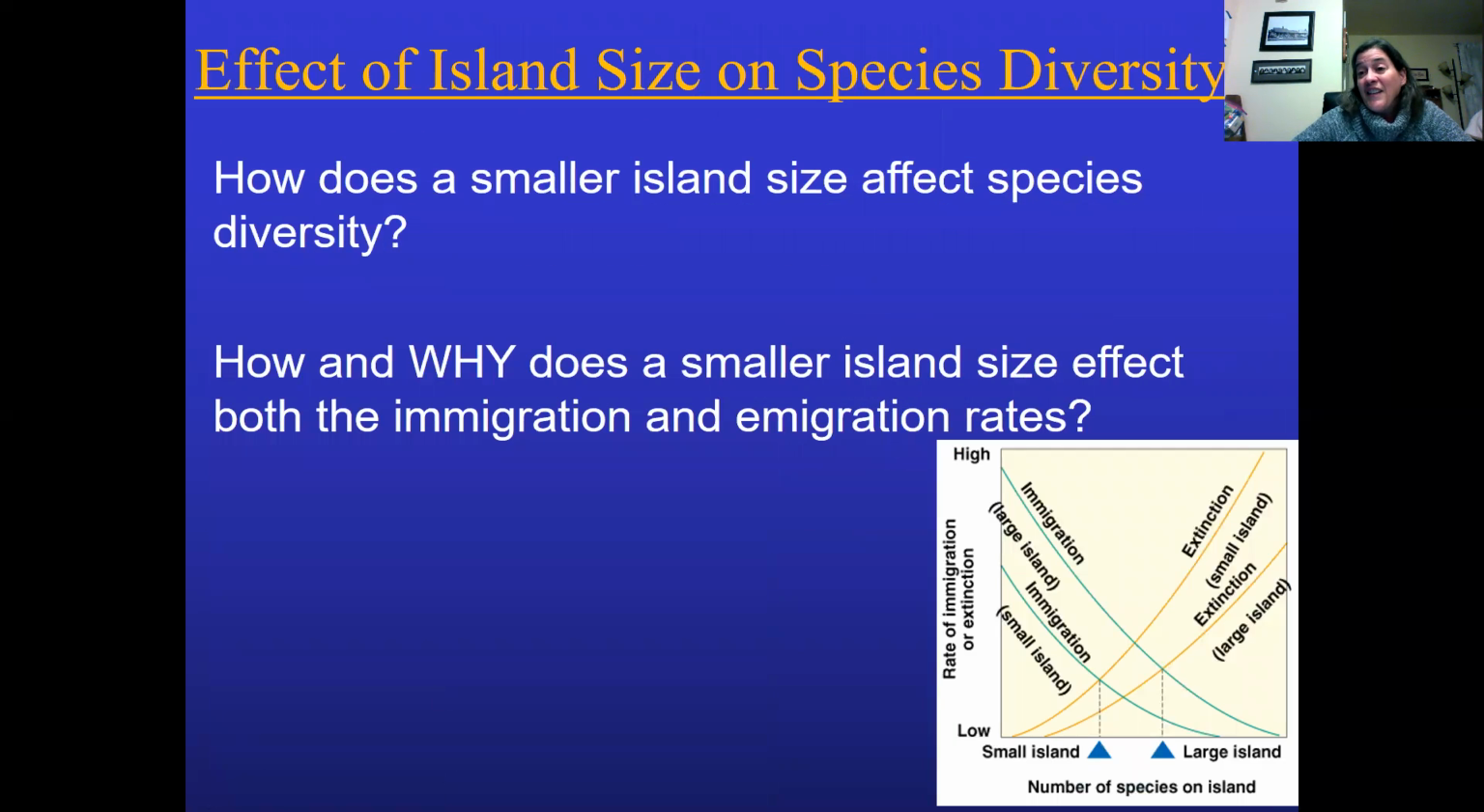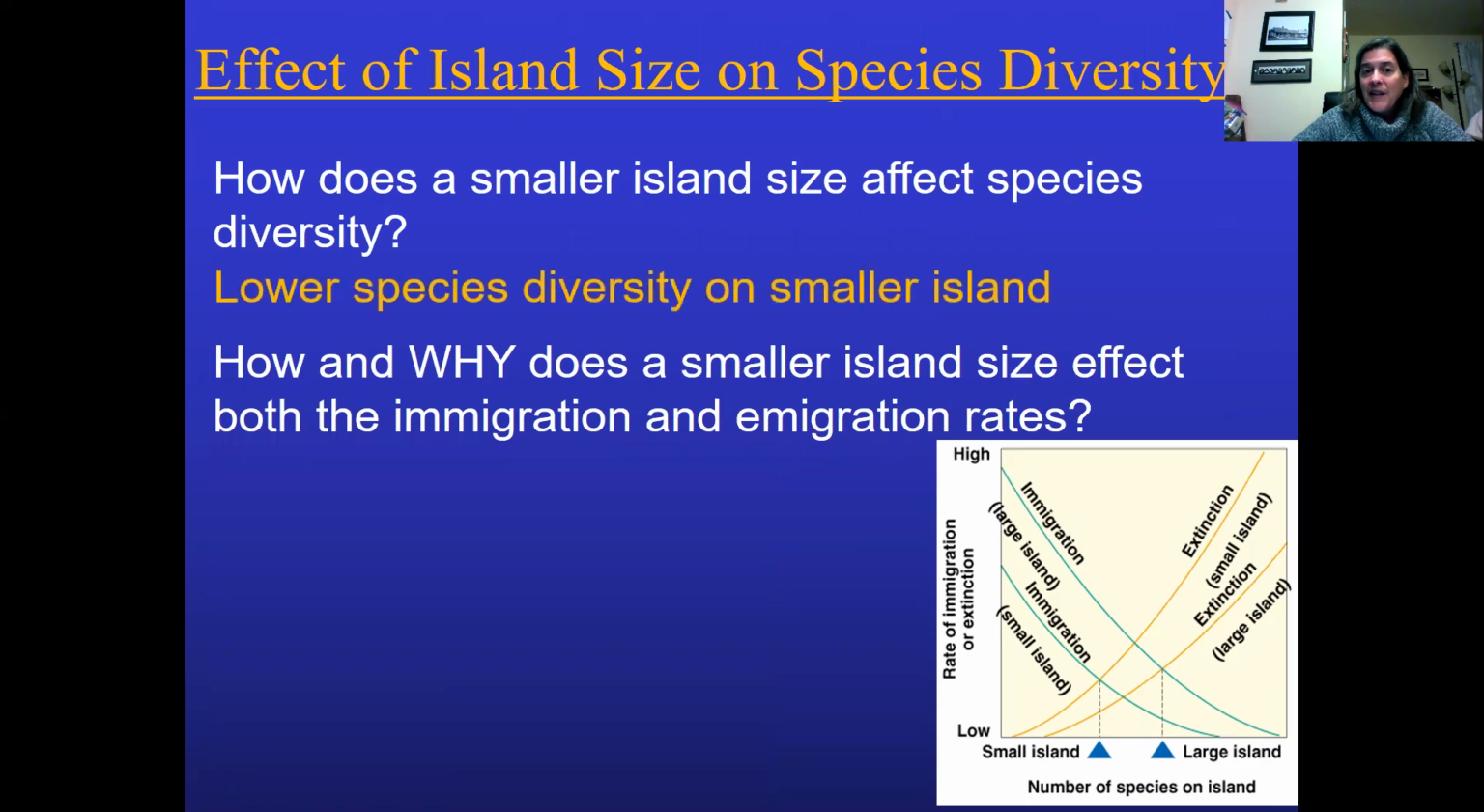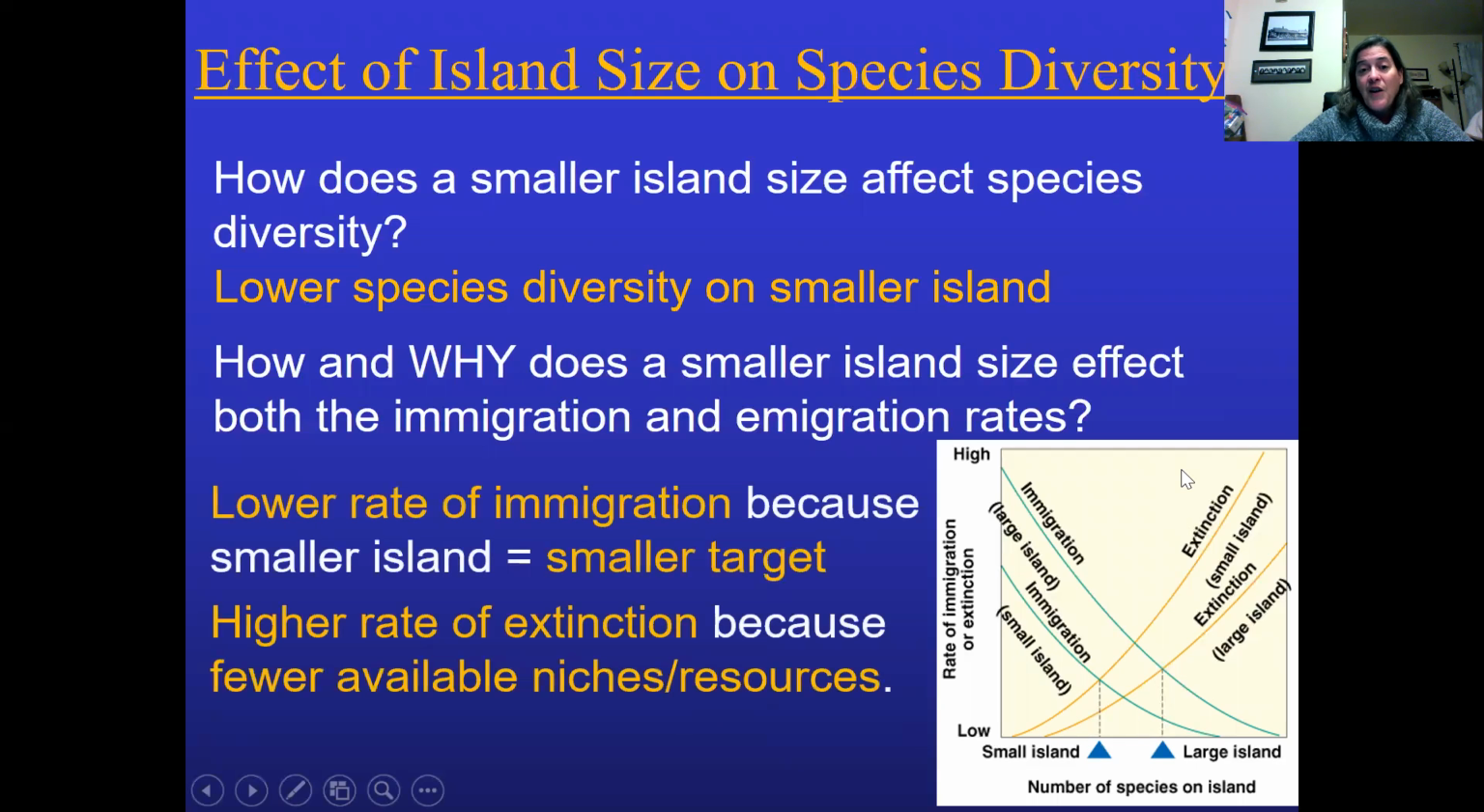So what about island size? This is another thing you can look at. Smaller islands are going to have lower species diversity, and there are a couple of reasons for that. Looking at this picture down here, the large island is going to have more species than the small islands will. One is that immigration-wise, you're a smaller target, so you're not going to have as many species making it to you. But you're also potentially going to have a higher rate of extinction because you're smaller, so you're going to have fewer resources.